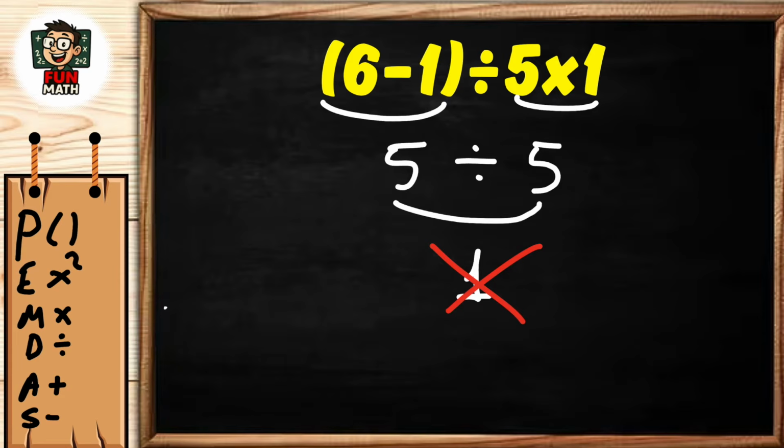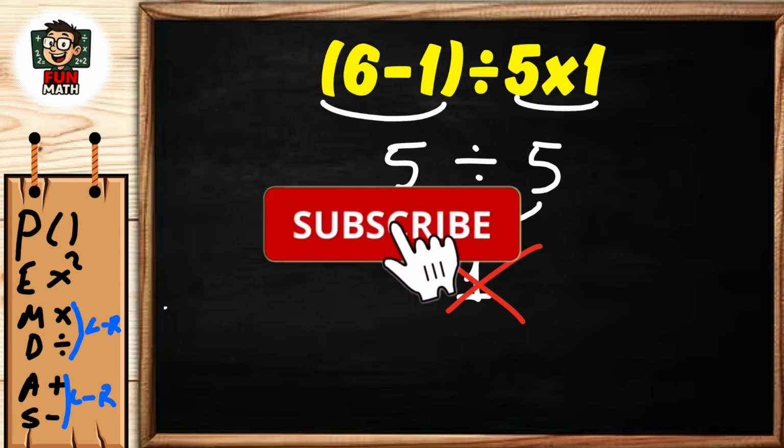There's an additional rule here. Multiplication and division have no order. They are solved from left to right. Similarly, addition and subtraction have no order. They are solved from left to right. Now let's do the solution again.